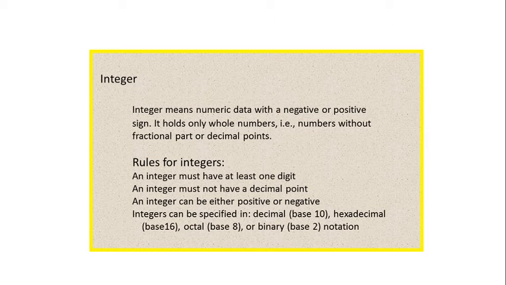In this lecture, we are going to discuss data types in PHP. First one is integer. Integer means numeric data with a negative or positive sign. It holds only whole numbers, that is, numbers without fractional part or decimal points.